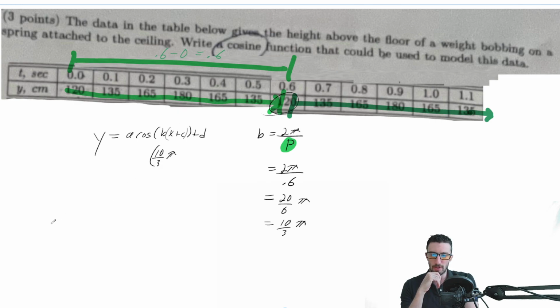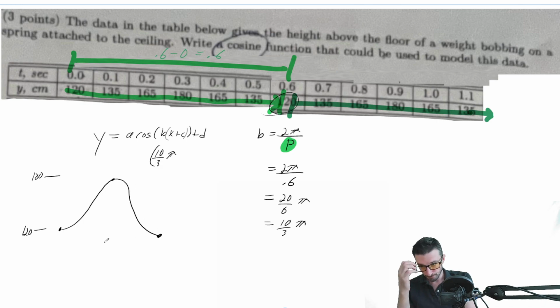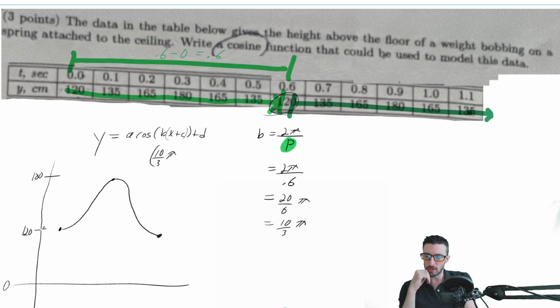So if we were to graph what's going on here, we are going to be starting at the bottom. We're going to hit a peak at 180. It's going to be starting at 120. And then it's going to dip down, and it's going to head back to 120 again. So if we were to sketch this, then we would have 0 down here, we'd have 120, we'd have 180.